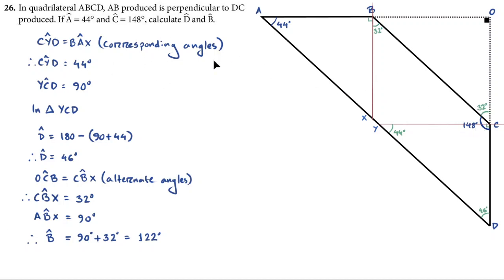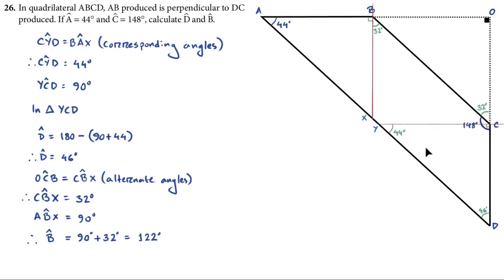Now angle CYD is equal to BAX because they're corresponding angles. If this is a horizontal line, this is also a horizontal line, so they will be corresponding to each other. And that's why CYD is 44 degrees, just like angle A. Angle YCD is 90 degrees. If we consider this to be a triangle and this is the vertical line and this is the horizontal line, then this angle will definitely be 90 degrees.